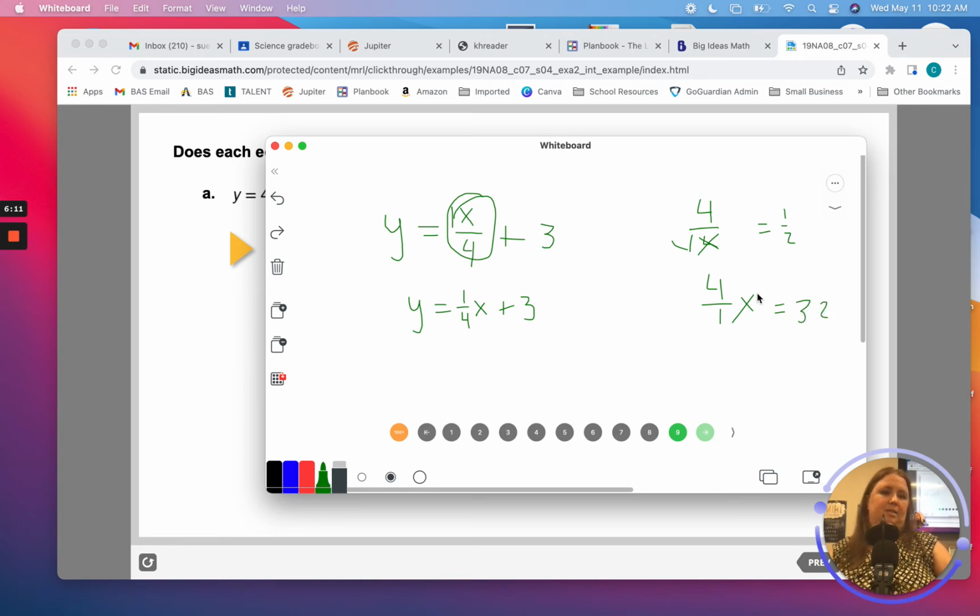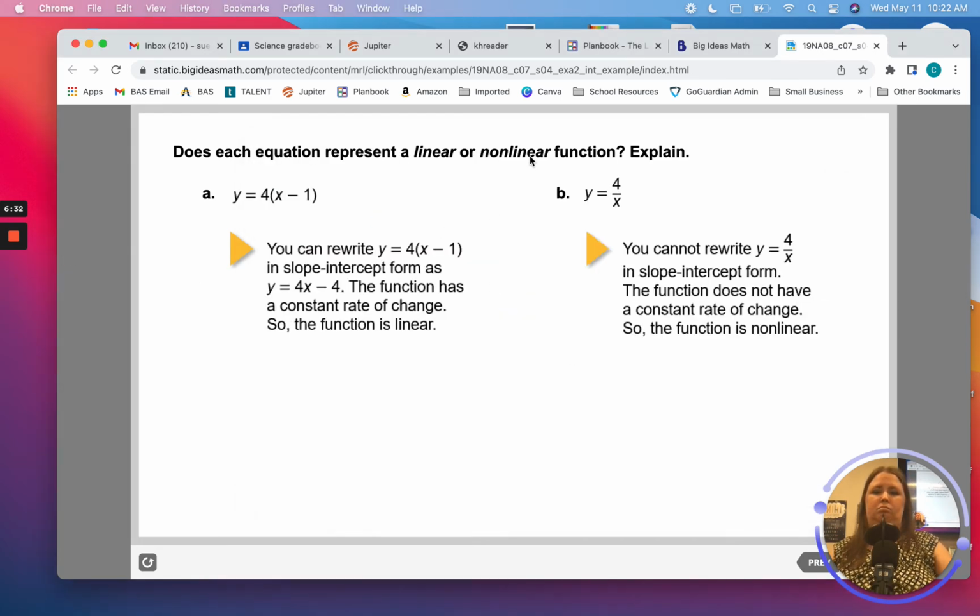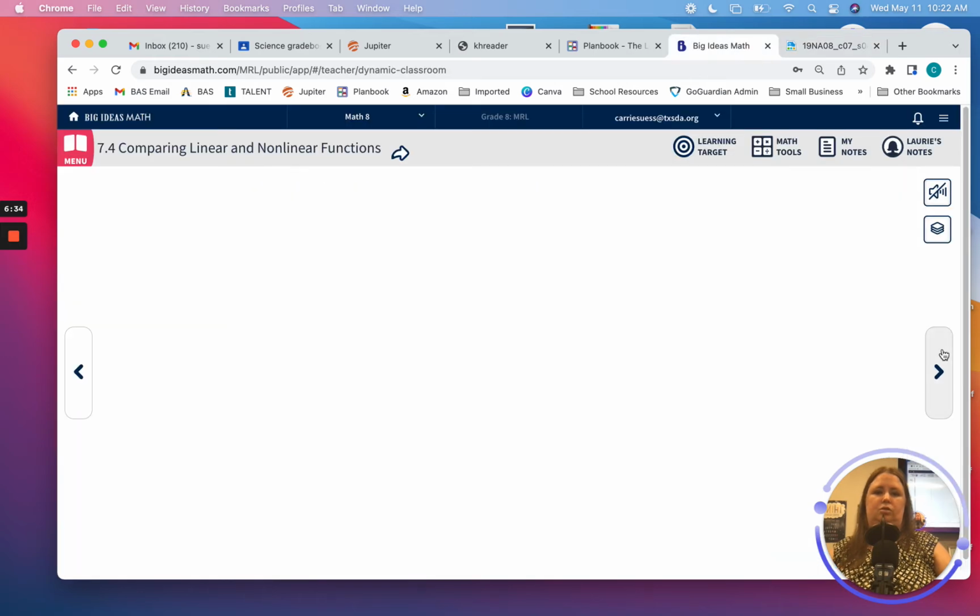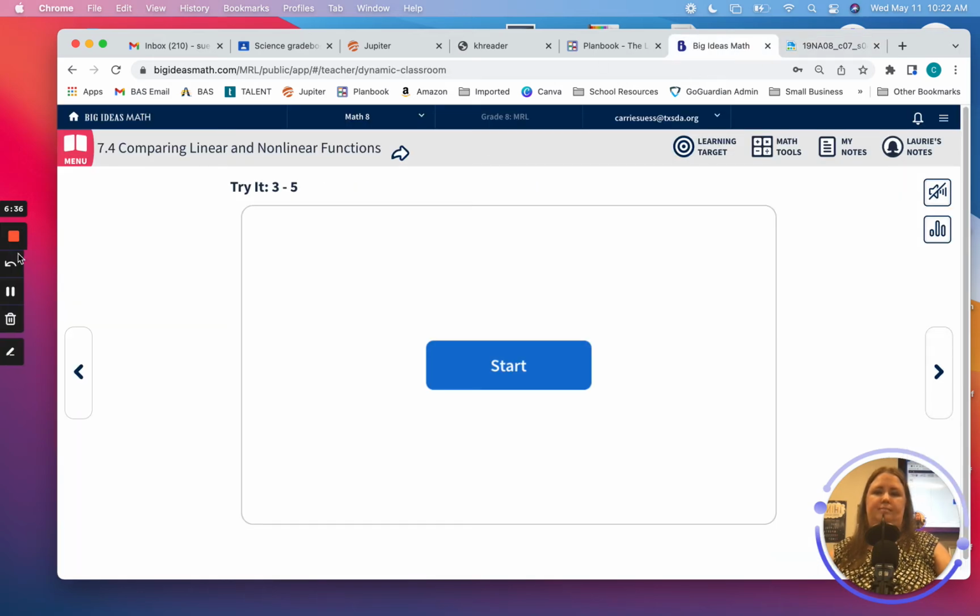This becomes 4 times 8, and all of a sudden that gives you a much bigger number. So see how the math is different if you separate them? Whereas here it's the same. Whether I put 1/4 times x or x divided by 4, the math is the same. Comprende? All right. So if the x is on the bottom, nonlinear. If the x is on top, you can make it a linear function. All right. Go do, try it, 3 through 5.